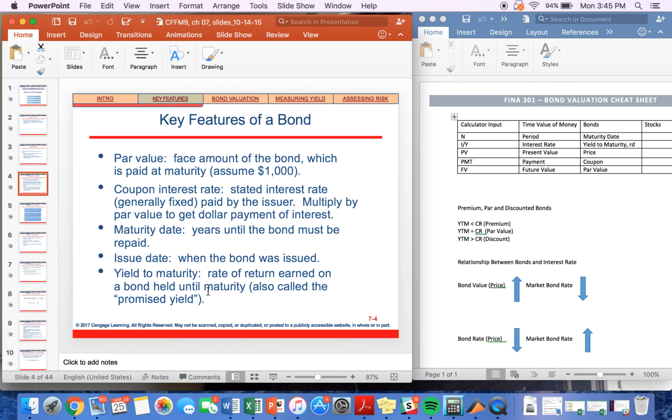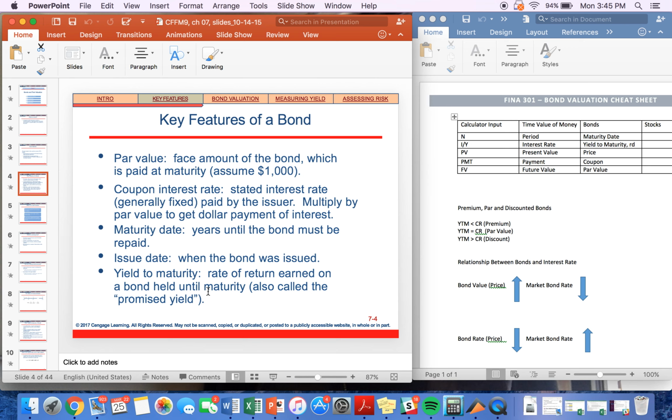We might throw an issue date at you, but a majority of the time you're going to use maturity date. And then yield to maturity. So yield to maturity is the rate of return earned on the bond and held until maturity. So this is the promised yield. This is how much you will earn on this bond if held to maturity.